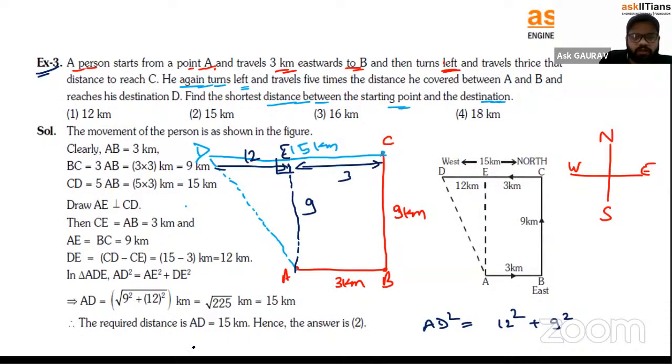If you just calculate, your AD will be equal to 15 kilometers. 144 plus 81 is 225, and the square root of 225 is 15 kilometers, right? So the AD will be 15 kilometers. Is that clear? Option B will be the right answer.